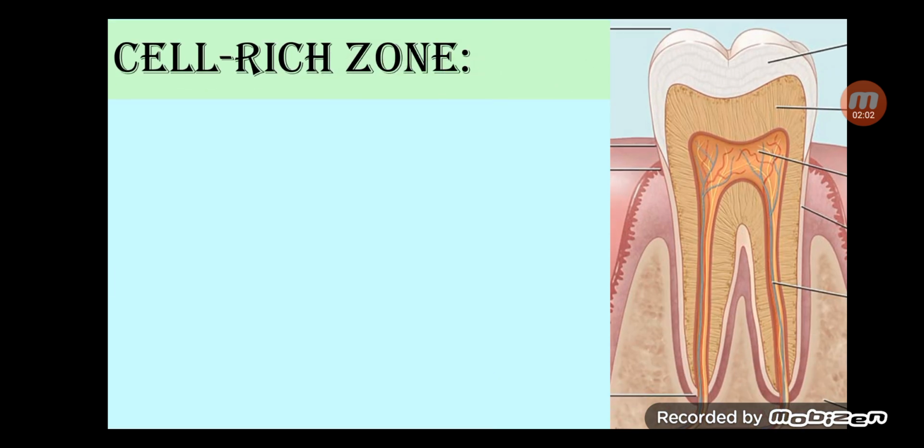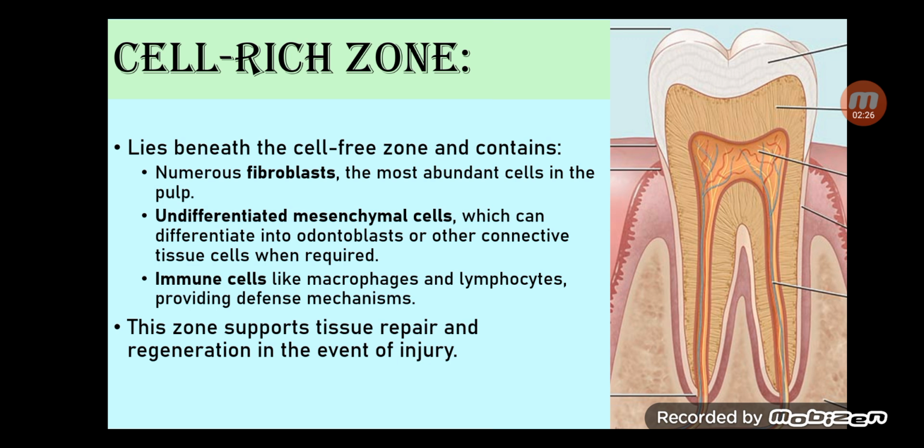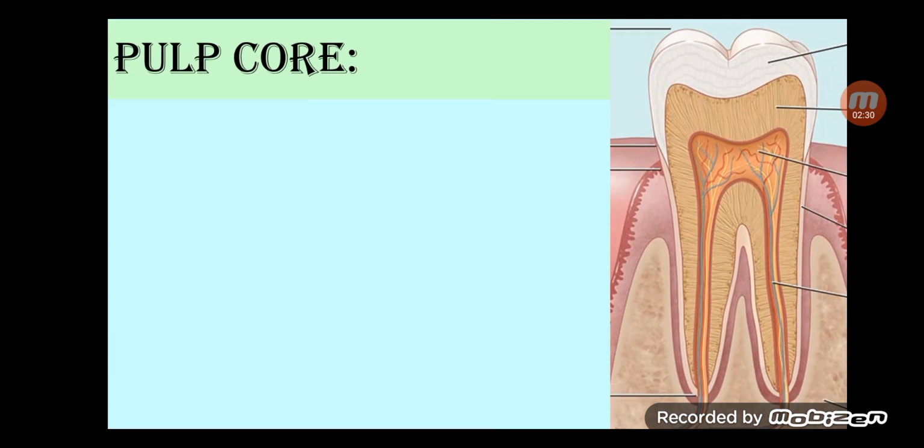Now we have another zone, that is the third zone, called the cell-rich zone. It lies beneath the cell-free zone and it contains numerous fibroblasts, the most abundant cells in the pulp. It also contains undifferentiated mesenchymal cells, which can differentiate into odontoblasts or other connective tissue cells when required. It can also contain immune cells like macrophages and lymphocytes that provide defense mechanism. This zone supports tissue repair and regeneration in the event of injury.